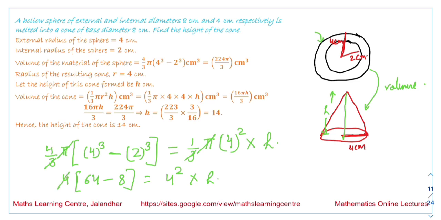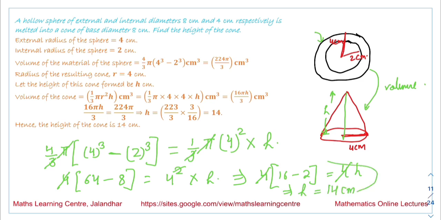So one 4 gets cancelled over here, and if we take 4 common from this, what we are left with is 16 minus 2 is equal to 4h. This 4 also gets cancelled, so we get that the value of h is 14 centimeters. That is, the height of this cone is 14 centimeters.